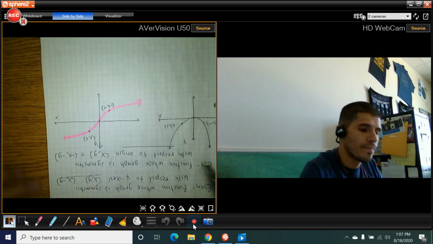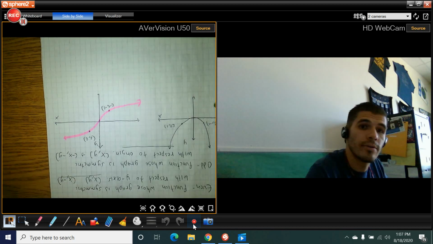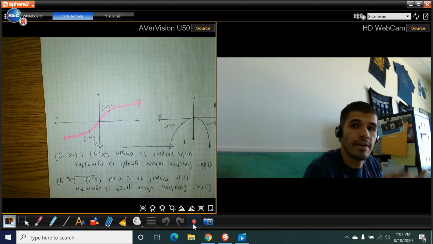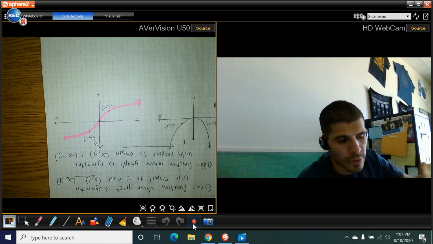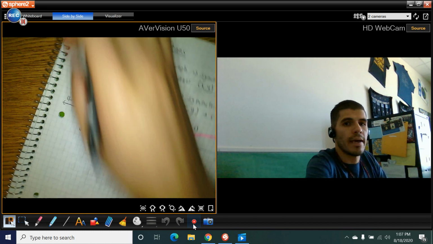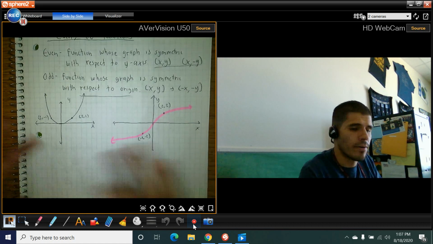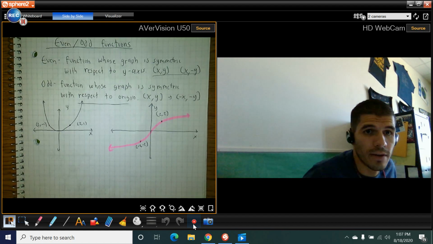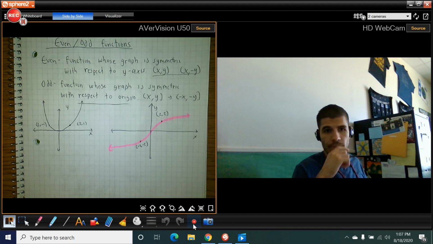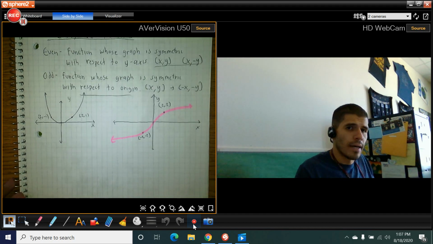Notice how the graph still looks the same after 180 degrees. If you rotate your paper 180 degrees and the graph still looks the same, that is the way to test whether or not your function is odd. And lastly, if neither one of these things works, then the function is neither even nor odd.